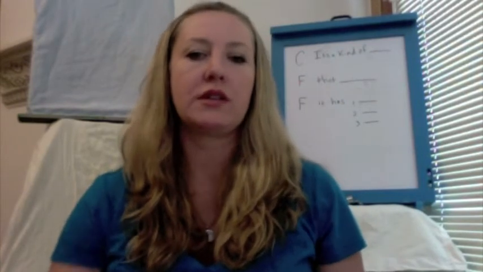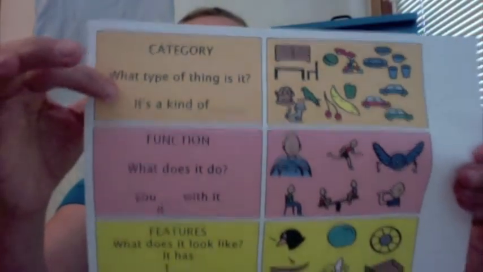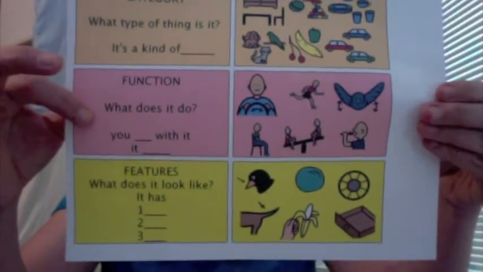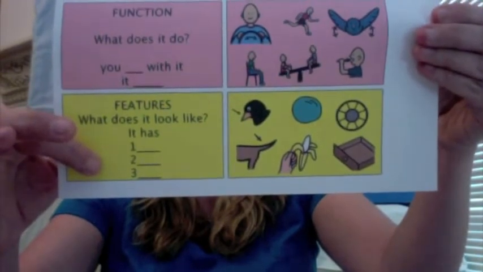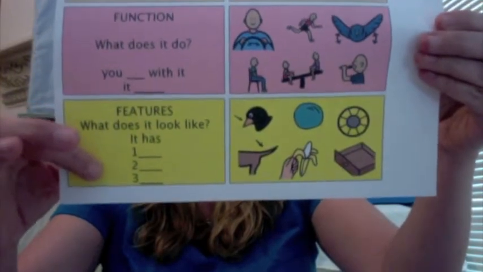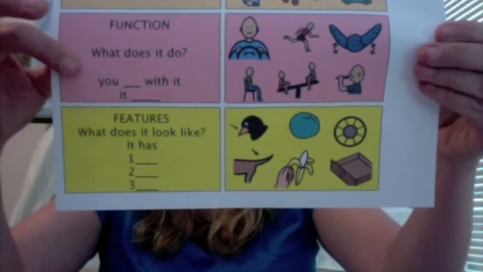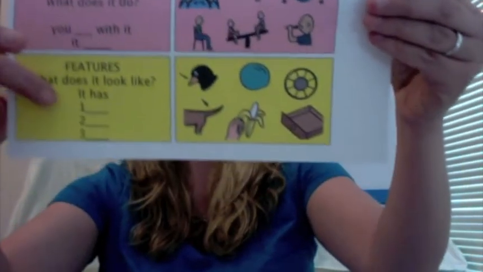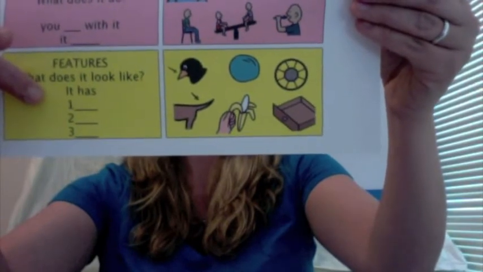Okay, let's define 1 piece of fruit. Let's define an apple. An apple is a kind of fruit that you eat. It grows on trees. It has skin, stem, and seeds. Let's try it again. An apple is a kind of fruit. You eat it. It grows on trees. It has skin, stem, and seeds.